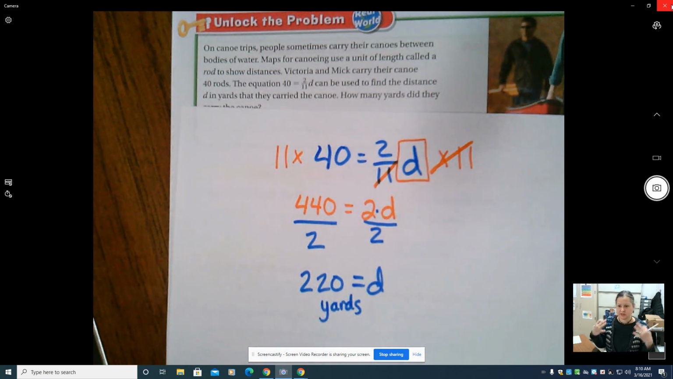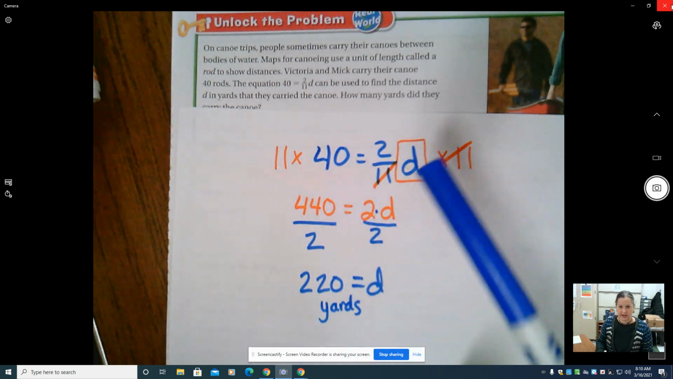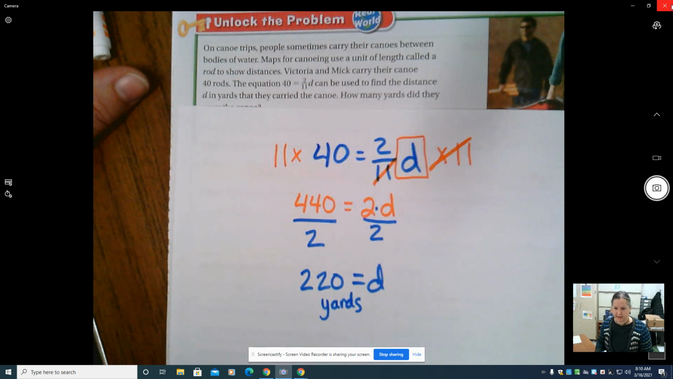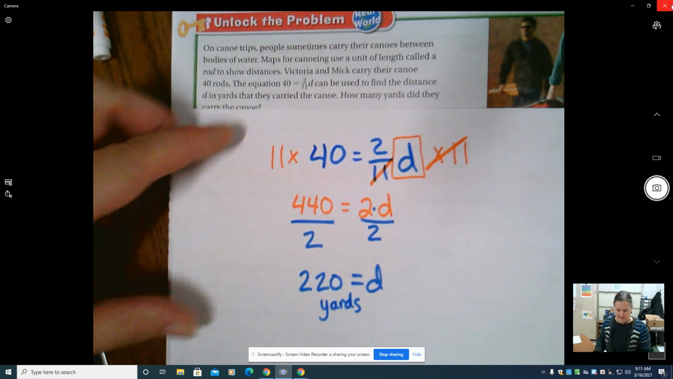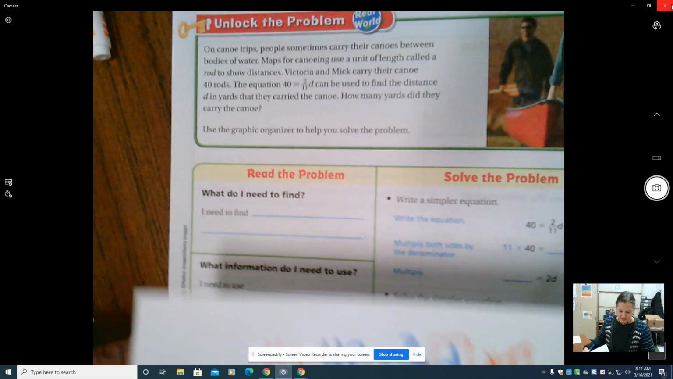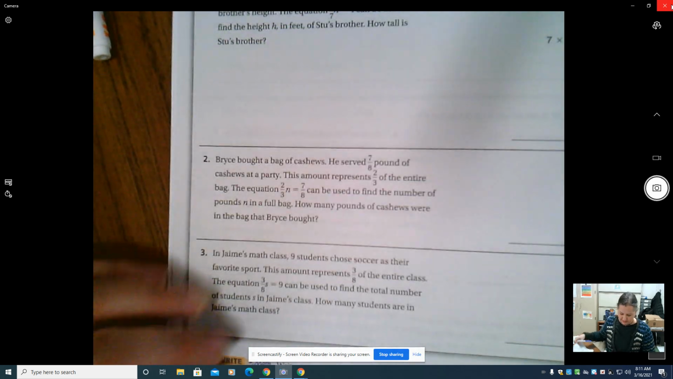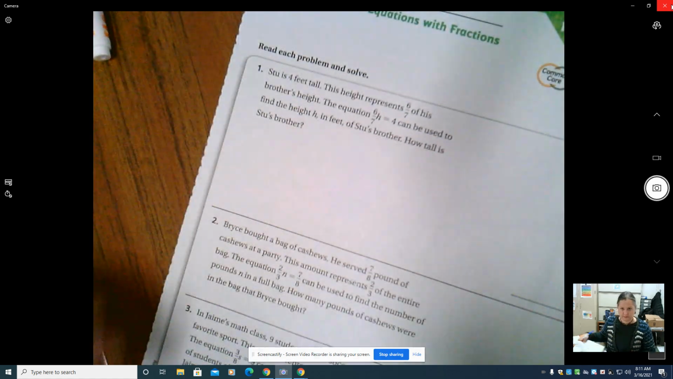So really, if you're just using all the information from the chapter that you've learned so far about isolating your variable and getting it by itself, this should be a pretty good lesson for you. So let's do a few more, making sure we focus on reading the questions and then solving the problem. So let's start with these. Okay.